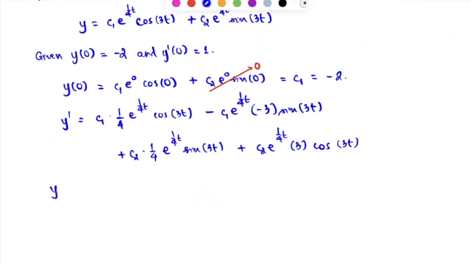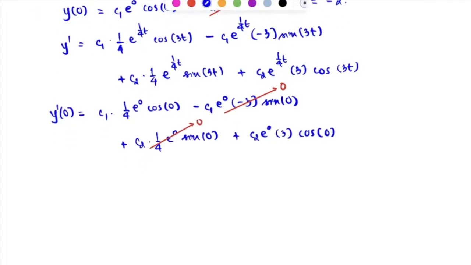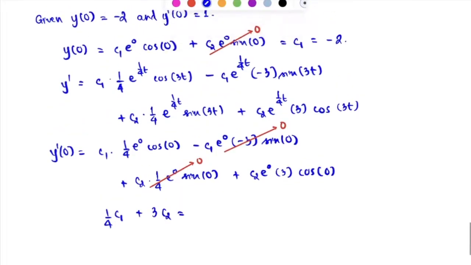Well, y prime of 0 is equal to C1 times 1/4 times e to the 0 times cosine of 0 minus C1 times e to the 0 times -3 times sine of 0 plus C2 times 1/4 times e to the 0 times sine of 0 plus C2 times e to the 0 times 3 times cosine of 0. So this term is 0. This term is 0 as well. And you're left with 1/4 times C1 plus 3C2, and that is equal to 1.